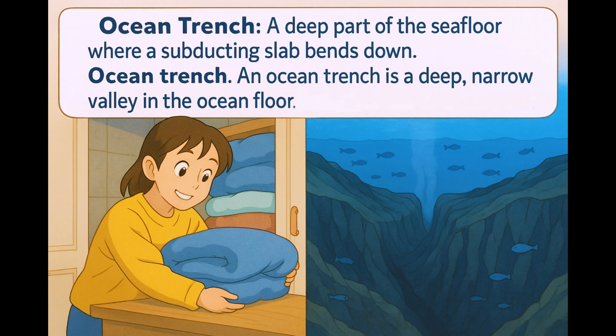This is similar to how an ocean trench forms, where one tectonic plate is forced beneath another and bends downward into the Earth's mantle. Just like the blanket being pushed into a cramped space, the ocean trench represents the area where the subducting slab bends down, accommodating the pressure and constraints of the tectonic plates above and below.